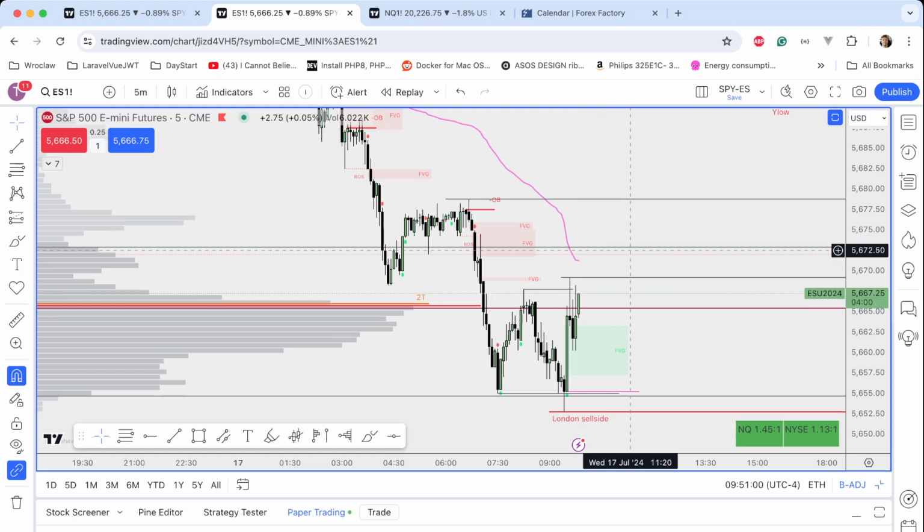And watch the time. 9:51. So they still have 9 minutes on that 15-minute candle.